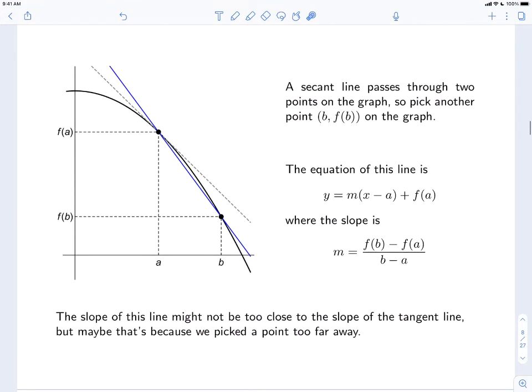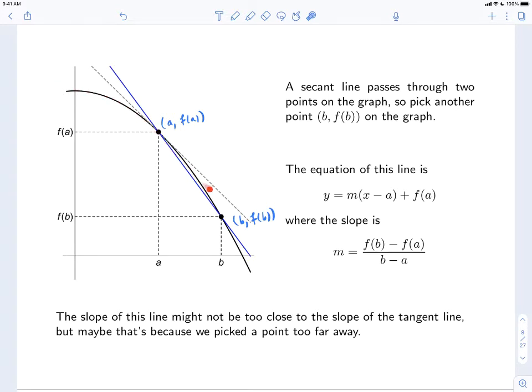So a secant line passes through 2 points on the graph. So let's pick another point. Here's our point (a, f(a)), right here. And let's pick another point right here. This point has coordinates (b, f(b)). So we can find the equation of the line that passes through these 2 points, which we've drawn in blue, because we have 2 points. They're the 2 points on the graph where the secant line passes through the graph.